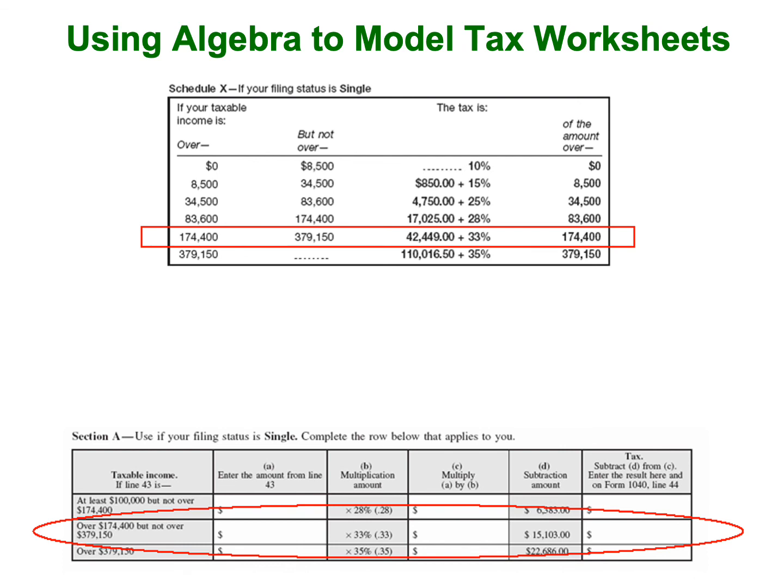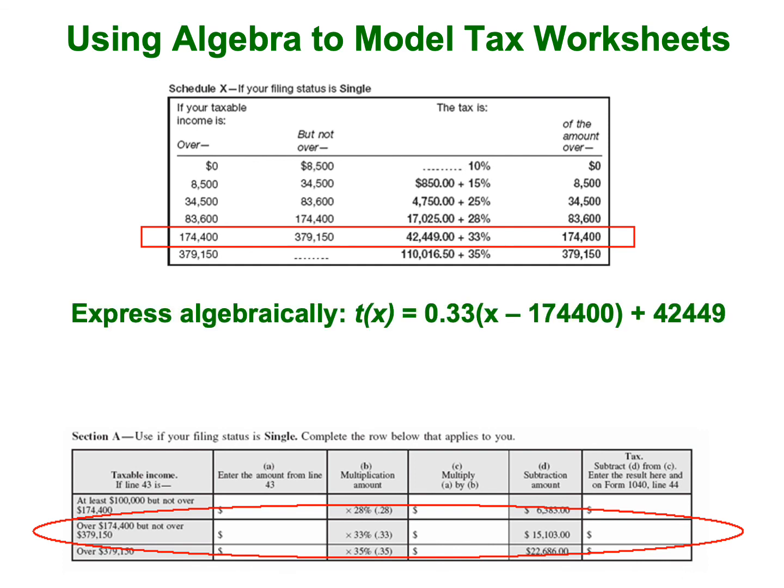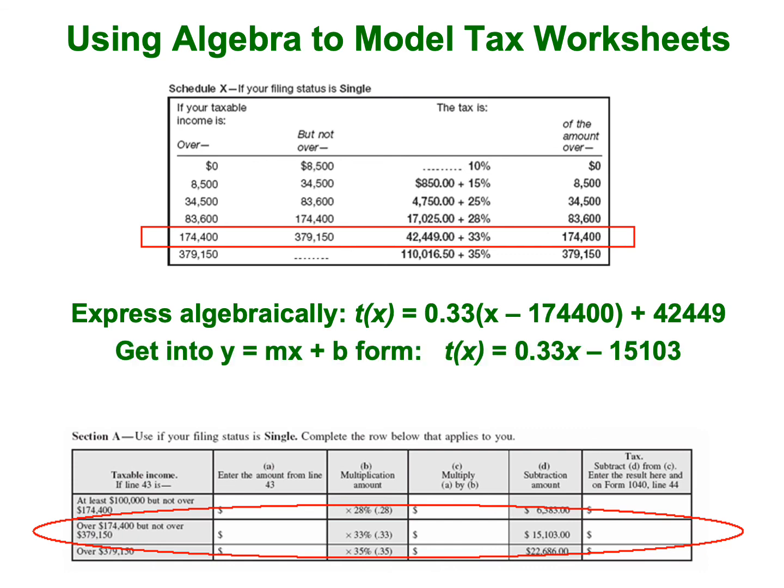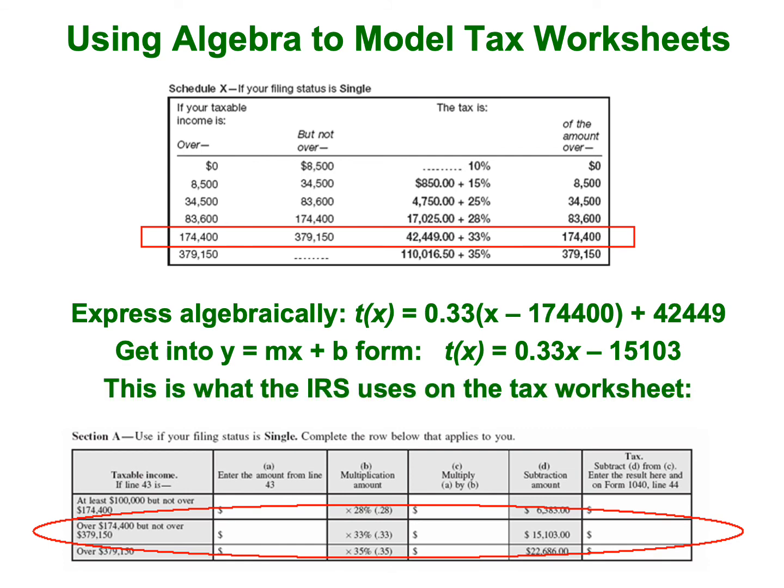Expressed algebraically, line 5 of Schedule X looks like this. Apply the distributive property and put it in y equals mx plus b form to get this simplified equation. Notice what it says. If x is your taxable income, multiply x by 0.33 and then subtract 15,103 from it to calculate your tax. See anything familiar in the second line of Section A? Schedule X mathematically became the Section A worksheet.